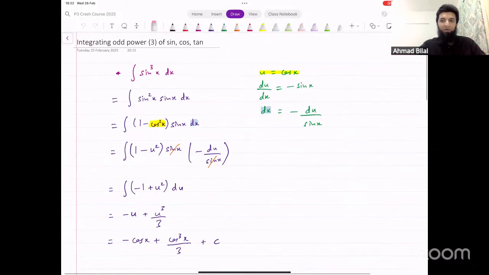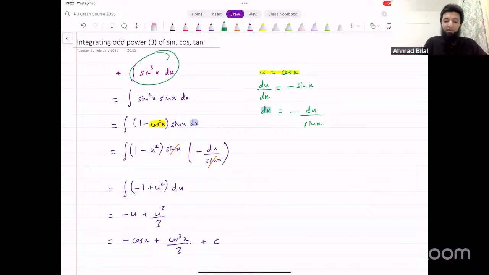Then we talked about integrating odd powers of sine, cos, tan. Odd power, there's only one in your syllabus, and that's cube. Sine cube, tan cube, cos cube. How can they be integrated? You can integrate them using substitution, but you would have to remember the substitutions in this one case.